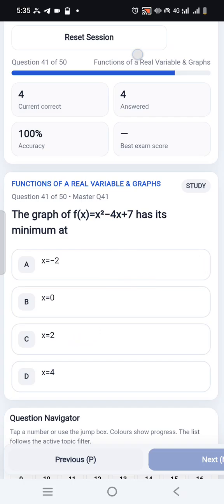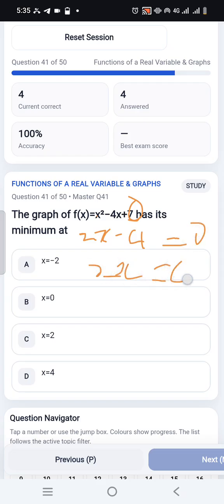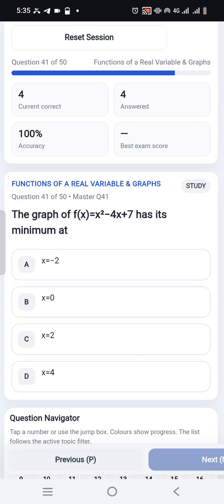And you can decide to use your differentiation. You just differentiate it and set it equal to 0. So x squared is 2x when you differentiate it. -4x is -4. Then 7 is a constant, it's out. So it's equal to 0. Then you say 2x is equal to 4. Then you divide by 2. So of course x is equal to 2. The same result. So C is actually the answer.